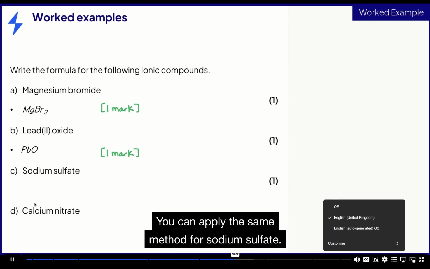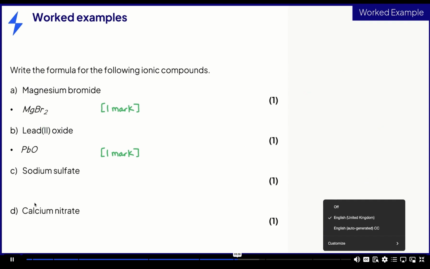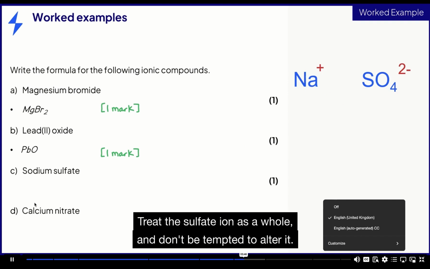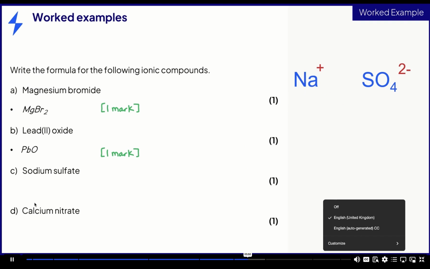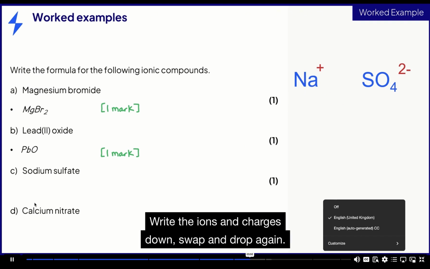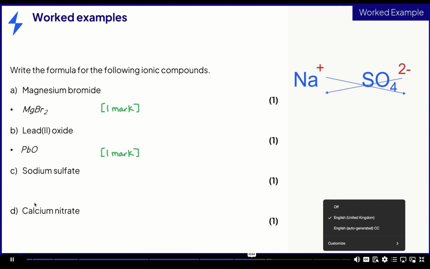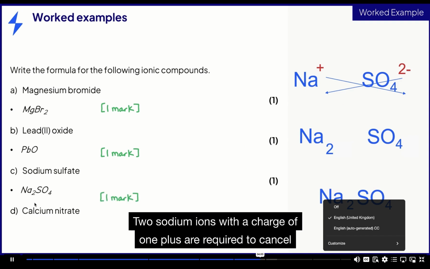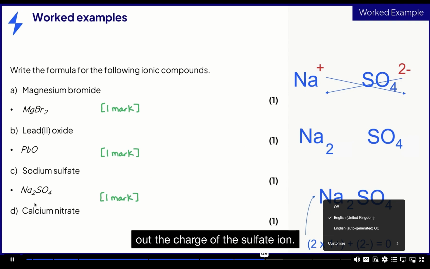You can apply the same method for sodium sulfate, but here just be careful, as the sulfate ion contains more than 1 atom. Treat the sulfate ion as a whole and don't be tempted to alter it. Write the ions and charges down, swap and drop again, then remove the plus and minus symbols. As you can see, the formula is now Na2SO4. 2 sodium ions with a charge of 1+ are required to cancel out the charge of the sulfate ion.